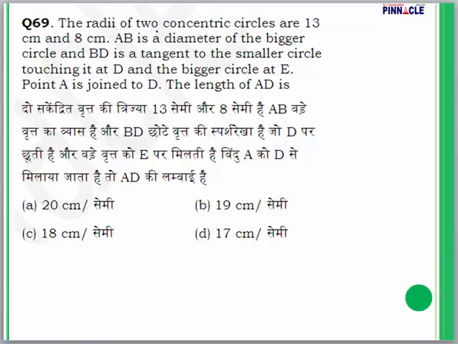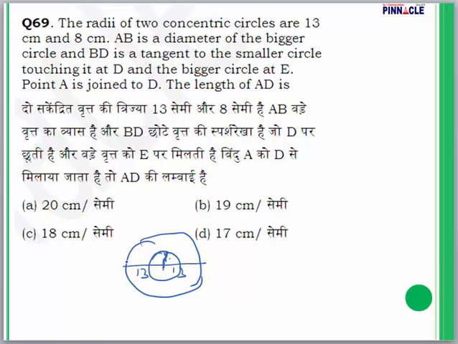Question number 69. Radii of two concentric circles are 13 cm and 8 cm. AB is the diameter of the bigger circle and BD is the tangent to the smaller circle, touching it at D and the bigger circle at E. Point A is joined to D, length of AD we have to find. Now see this, it is a very important question. This is the circle and there is another circle. Radii of concentric circles are 13 and 8 cm. Here this is 8 cm, this is total 13.